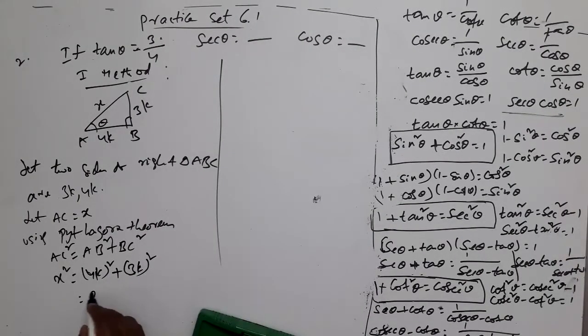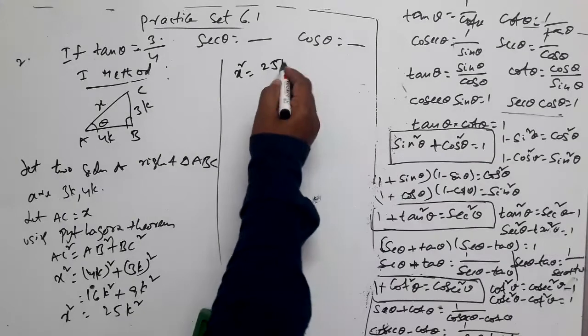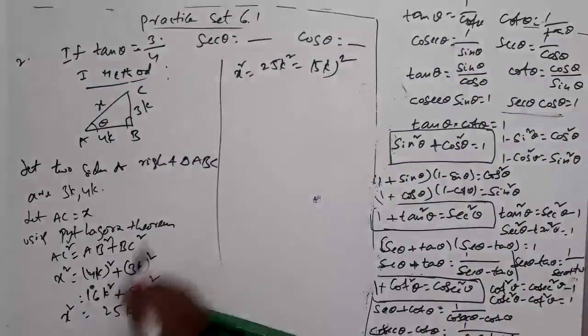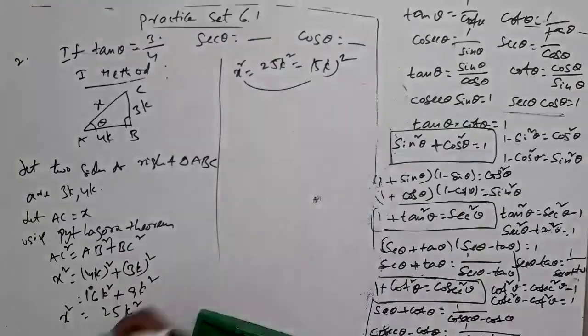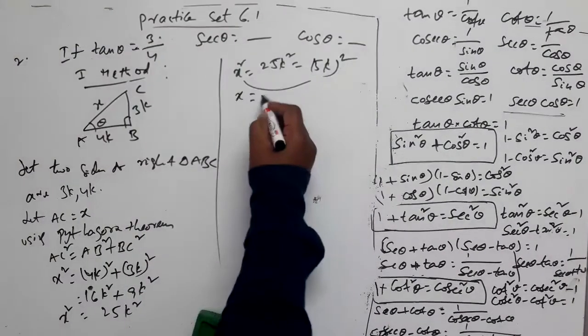What is 4k whole square? Sorry, 16k square. Plus 3k whole square is 9k square. So this is 25k square is x square. 25k square can be written as 5k whole square. So x square is 5k whole square. What can I write about x? X is 5k.